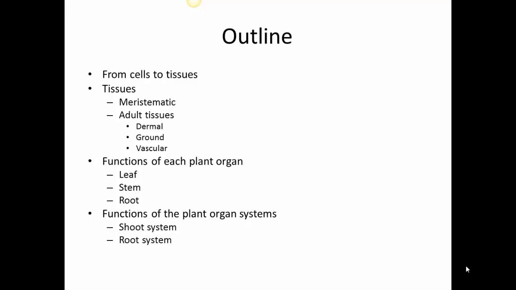And then we'll examine the structure and function of each of the plant organs, specifically the leaf, the stem, and the root. We'll examine the reproductive organs, such as flowers, later in the semester. And then finally, we'll examine the 2 plant organ systems, the shoot system and then the root system. And we'll look at the organs that are included within each of those systems and then also their overall functions.